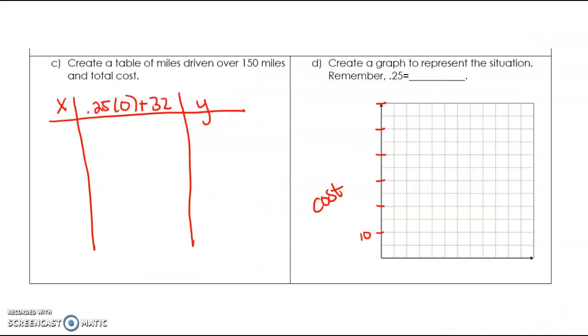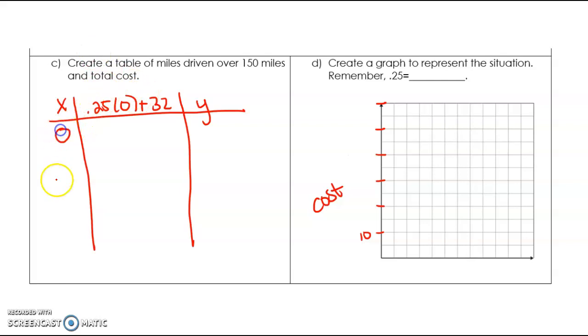So maybe I wanted to represent this with a table or a graph. So remember that x is your miles over 150. So it doesn't make sense to have negative miles. Okay, you cannot drive negative miles. Even if you put that car in reverse and drove it all the way to Florida, your odometer would not go backwards. Okay, you are still racking up miles in that car.